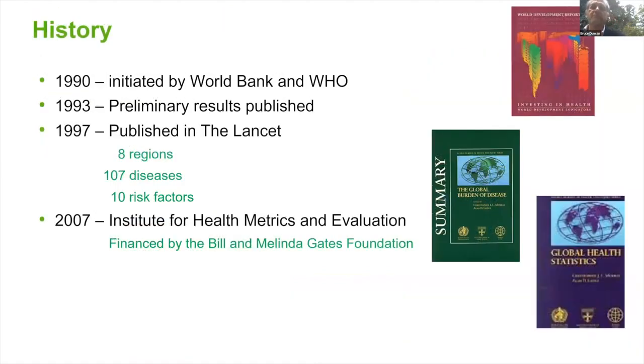In terms of where it came from, it was originally sponsored by the World Bank and the World Health Organization in 1990. After several years of work, preliminary results were published, and then in 1997, more finalized results, the first version, was published in The Lancet, covering 8 regions, 107 diseases, and 10 risk factors. And then the next big jump was in 2007 with the creation of the Institute for Health Metrics and Evaluation, which is funded very generously, as in hundreds of millions of dollars, by the Bill and Melinda Gates Foundation.